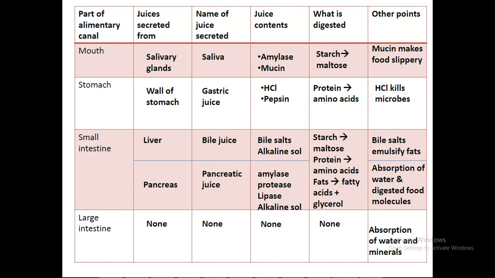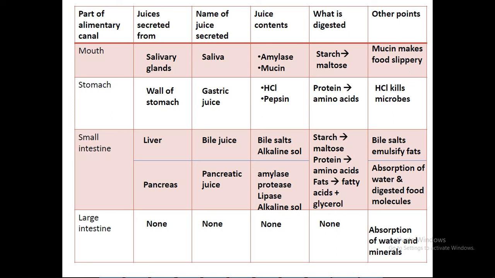Okay. Now, here are some parts of the digestive system, their enzymes, and what they digest and other points. First is the mouth. It produces juice secreted by the salivary gland. The name of the juice secreted by the mouth is saliva, and saliva consists of amylase and mucin, and it is going to digest the starch into maltose.